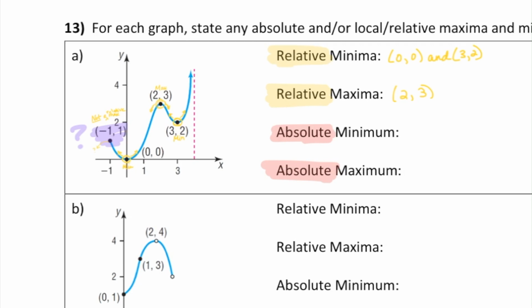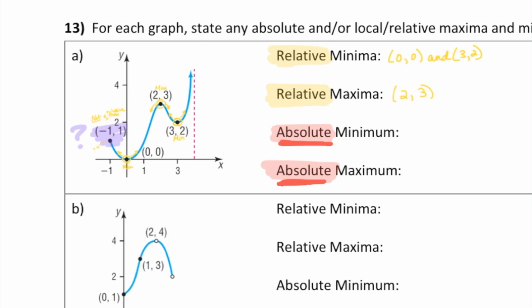Absolute, again, I said it a minute ago, absolute means the absolute min, the absolute lowest point on the whole entire graph, just that one point that's lower than every single other point, that's the absolute minimum. And the absolute maximum is the absolute highest point on the entire graph. There's only one of them, and it's the absolutely highest point on the graph.